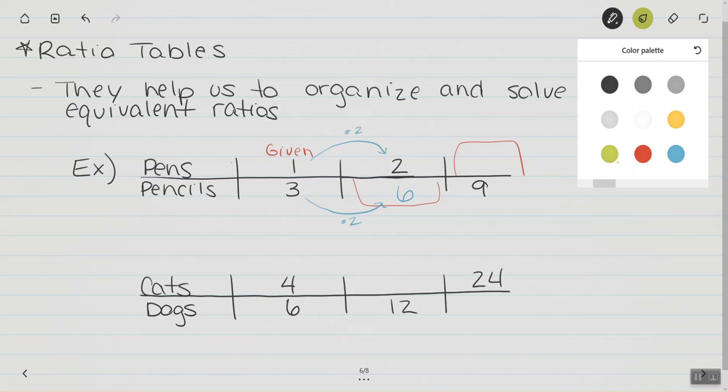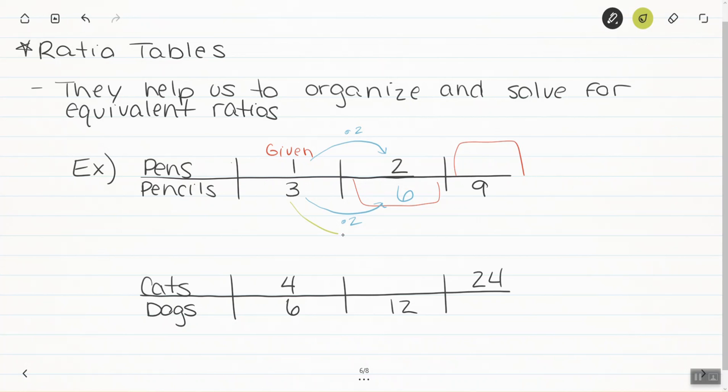And then if I do that a second time to get out to this 9, how could I get from 3 to 9? Well, I could multiply times 3. And whenever I do the bottom, I also have to do the top. So I could use my given ratio, my numerator of 1, multiply it times 3. And 1 times 3 would give me 3. So another equivalent ratio would be 3/9. So all I was doing was taking my given ratio and multiplying it to move it forward into the ratio table.